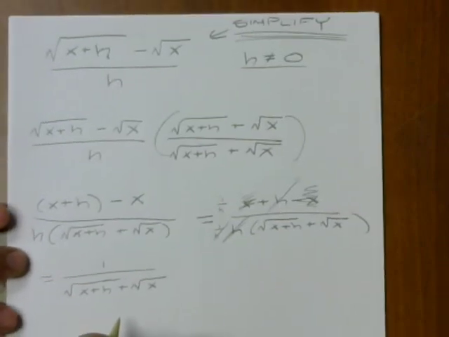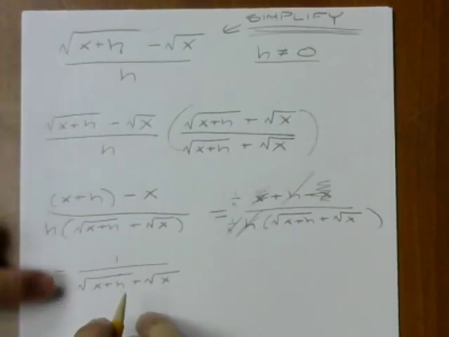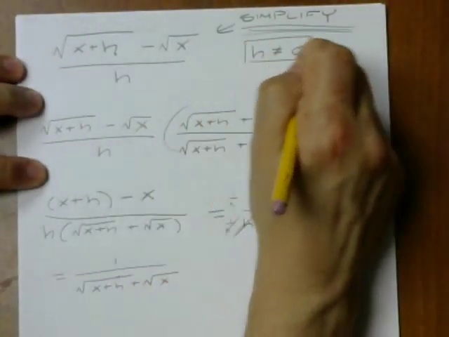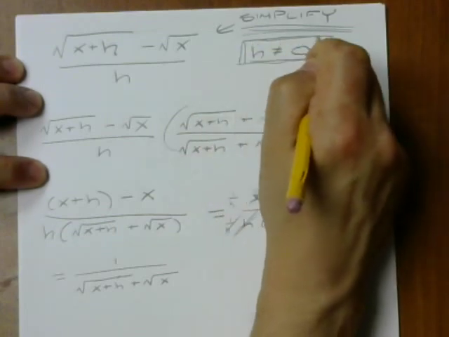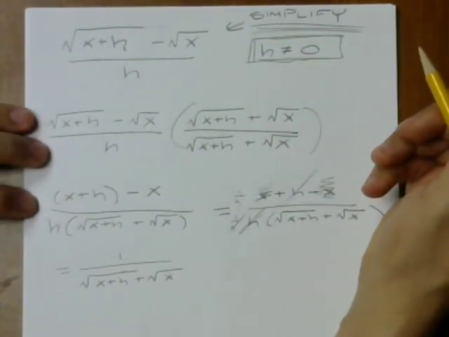Some of you might have an objection. What happens if h is 0? Well, this statement's going to be true. This is equal to this in the domain we're looking, because we said that h is not equal to 0. So we're only looking in situations where h is non-zero.